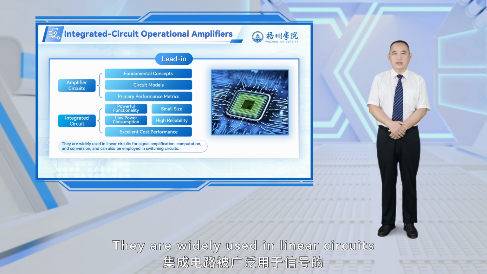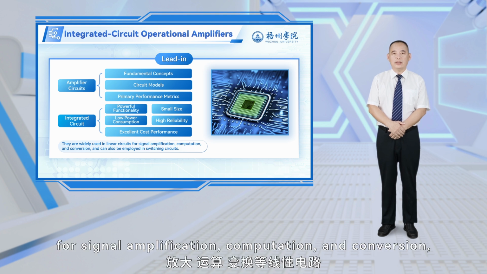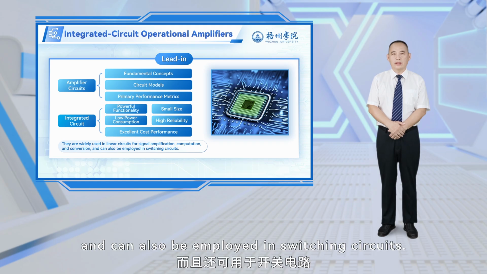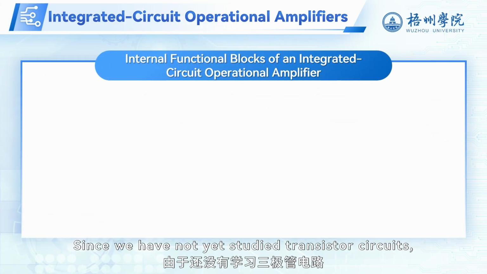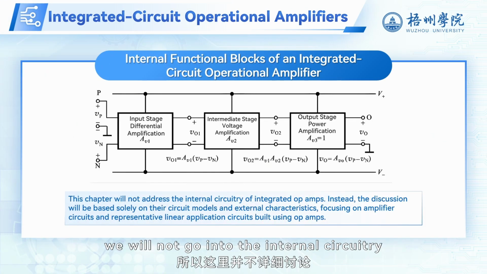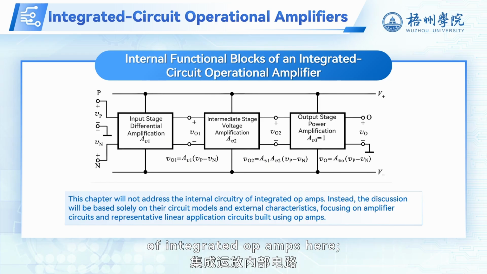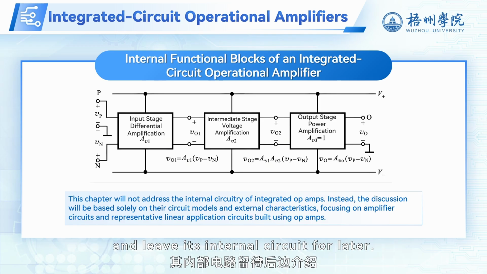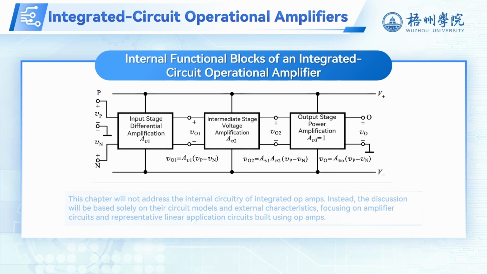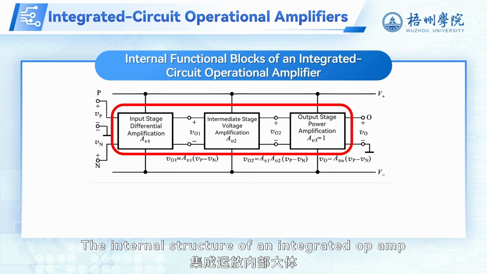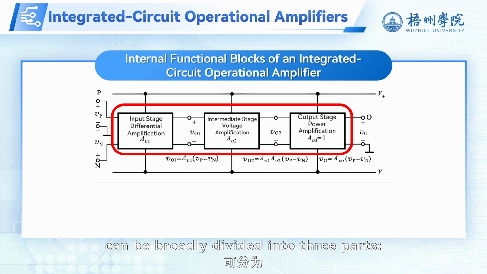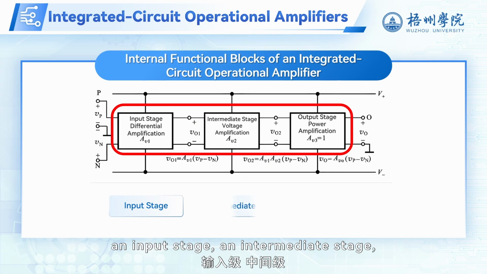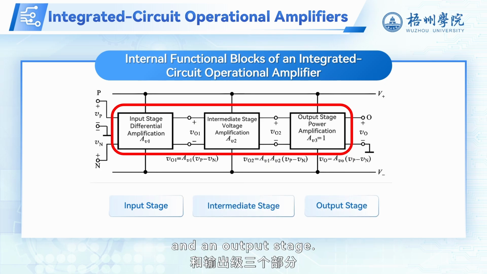They are widely used in linear circuits for signal amplification, computation, and conversion, and can also be employed in switching circuits. Since we have not yet studied transistor circuits, we will not go into the internal circuitry of integrated op-amps here. Instead, we will regard the op-amp as a black box, focus on its port characteristics, and leave its internal circuit for later. The internal structure of an integrated op-amp can be broadly divided into three parts: an input stage, an intermediate stage, and an output stage.